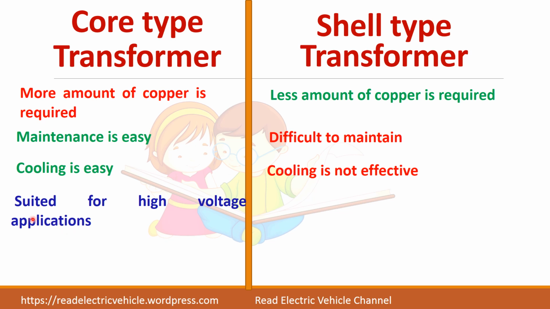And core type is useful for high voltage applications like auto transformer, whereas shell type is used for small low voltage applications. In small electronic projects, we can use shell type transformer.